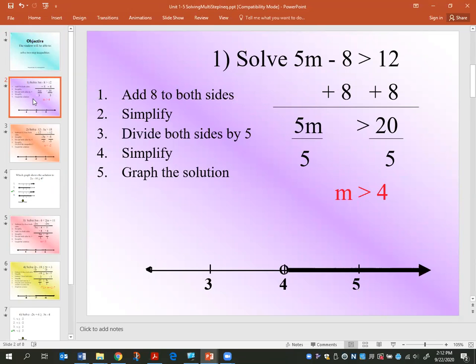So here in our first problem, we are going to take 5m minus 8 greater than 12. Just like every other equation, we would add 8 to both sides. That gives us 5m greater than 20. When we divide by 5, we have m is greater than 4. Greater than symbol, so we have an open circle on 4. Numbers greater than 4, so we graph to the right. So the only difference is we have more steps in the actual solving.